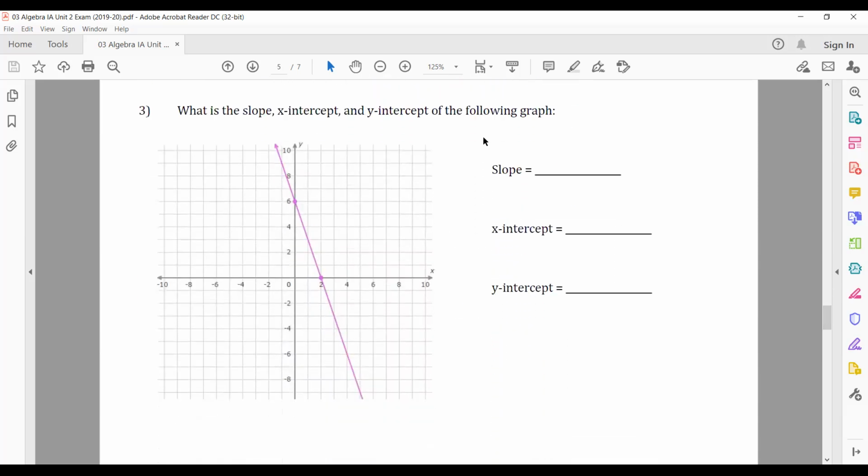This one, though, you got the graph. Should be easy to find the slope and the intercepts. All right, we got the y-intercept up here at 0 comma 6. The x-intercept is 2 comma 0. Be sure you get the zeros in the right position.